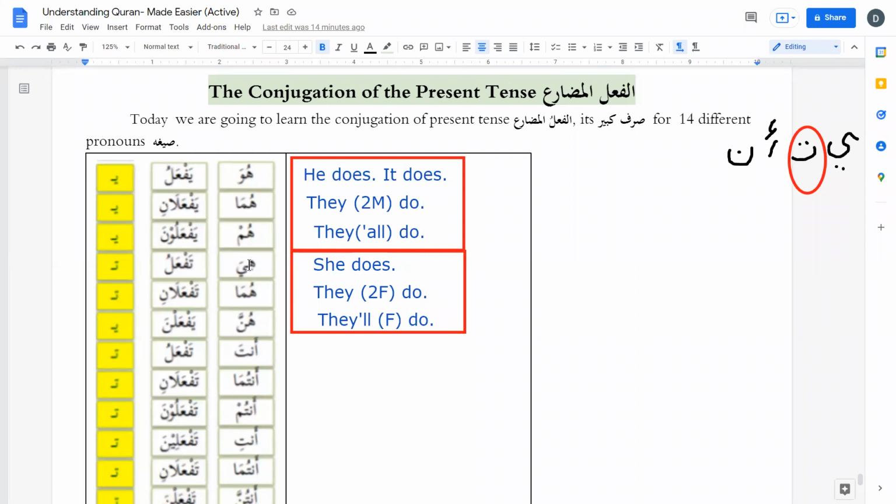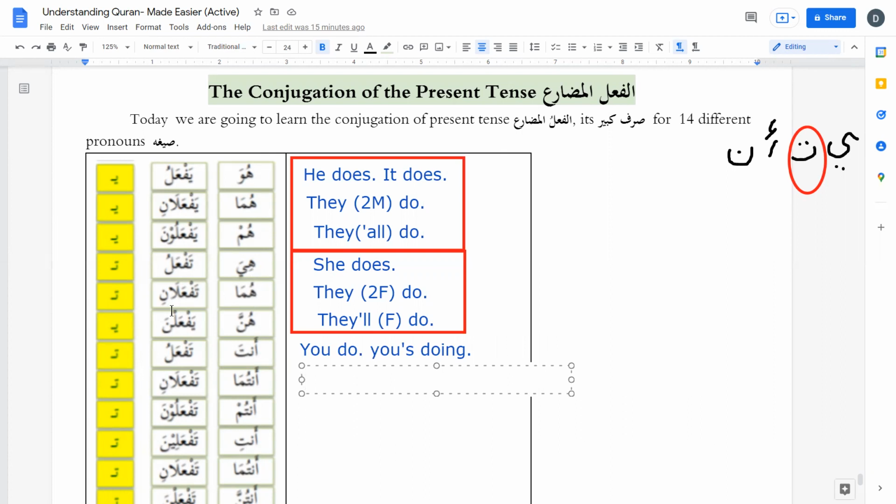Again, look, for she it's taf'alu, and for anta it's also taf'alu. And taf'alu means you do, or you are doing, or you will be doing. So this is singular. And then we have the dual one, antuma, and antuma is taf'alani.